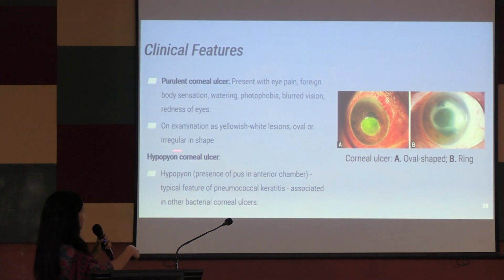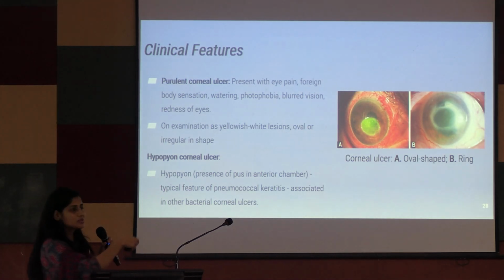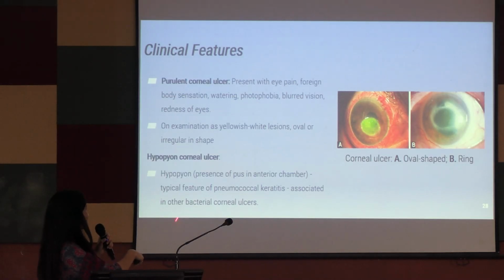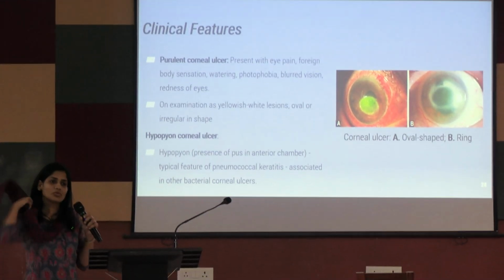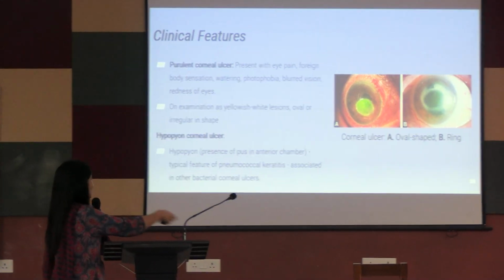This term you will generally come across, hypopyon. What does that mean? It means presence of pus in the anterior chamber. It is the typical feature of pneumococcal keratitis. Whenever there is Streptococcus pneumoniae involved, you will see hypopyons.